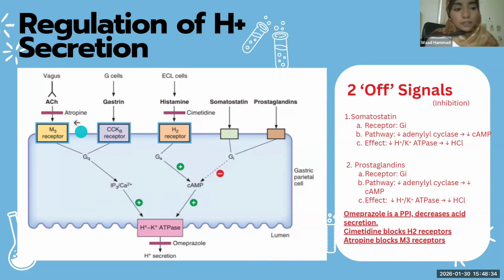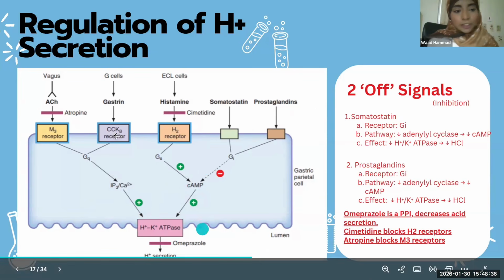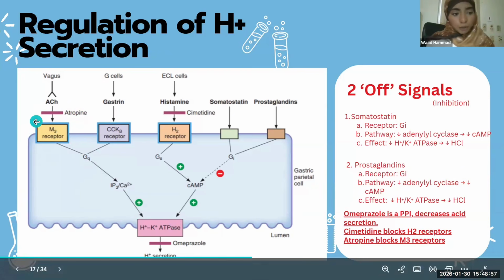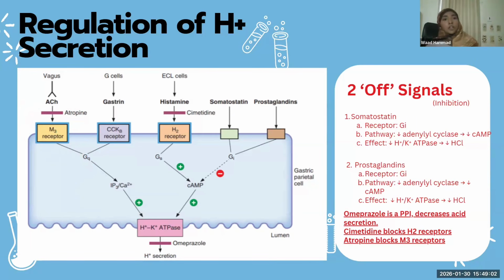So now you might be seeing some weird names here and there: omeprazole and then atropine and then cimetidine. We already mentioned atropine earlier as the muscarinic receptor blocker. It's going to block our M3 receptor so that ACH can no longer bind. So this is a way that we can block it and decrease the acid secretion if we need to. For example, if there's a condition where we want to stop acid secretion to stop ulcers or anything like that, atropine could be a way.